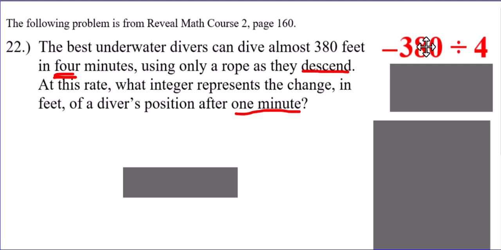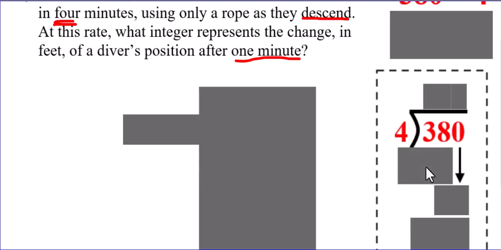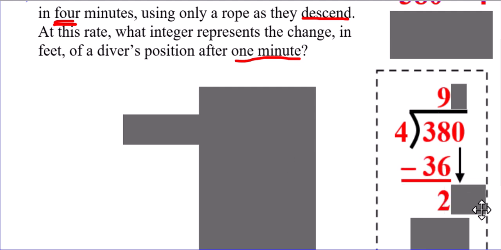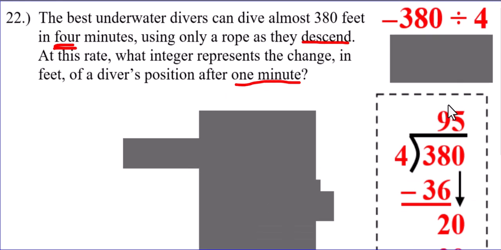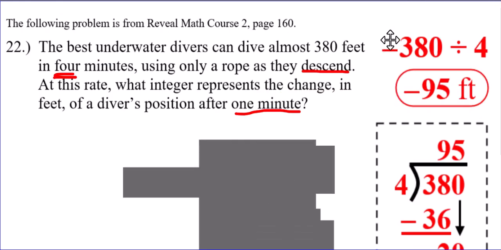Get your pencil in your hand. If you didn't have the negative sign, get it on there now. Negative 380 divided by 4. Now, what is that? You went off to the side. Can 4 fit into 3? No. Can it fit into 38? Yes. 9 times. 9 times 4 is 36. Subtract, you get 2. Bring down the 0. How many 4s can fit into 20? 5 of them. 5 times 4 is 20. Subtract, remainder of 0. But since we were dividing two numbers with different signs, that's going to stay negative, and that is the integer that represents the change in feet of the diver's position after only 1 minute. Negative 95 feet per minute.